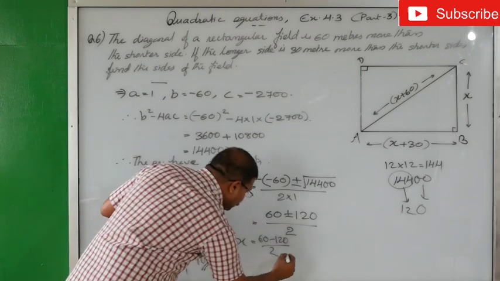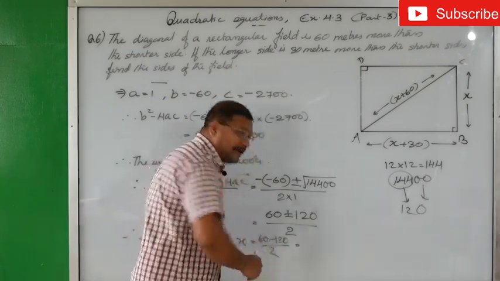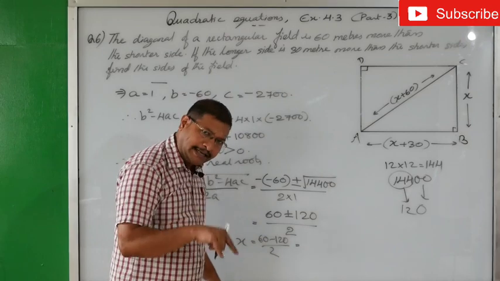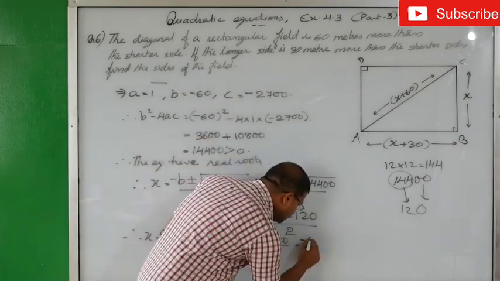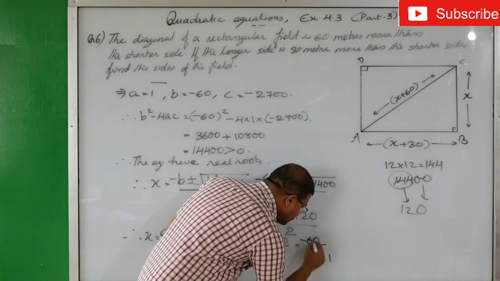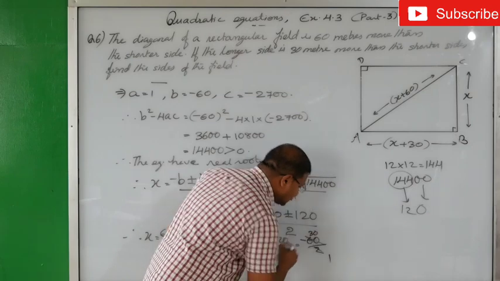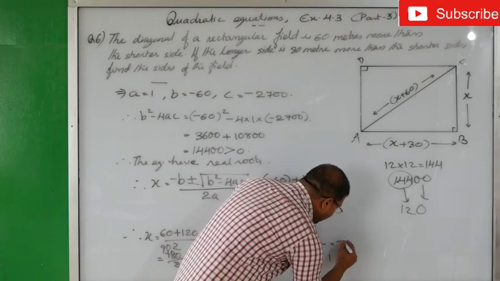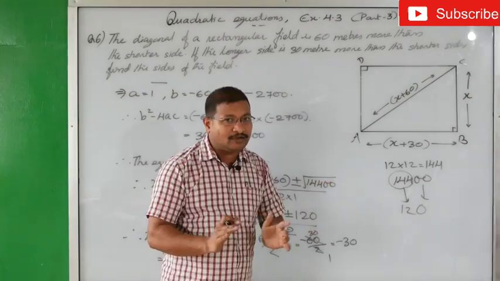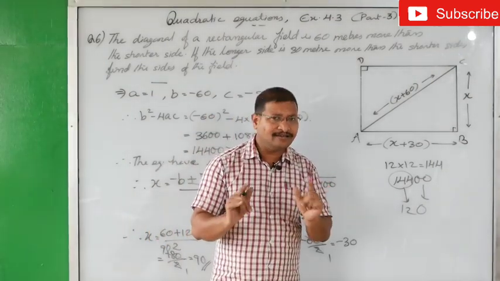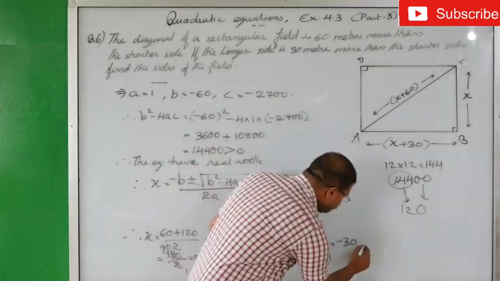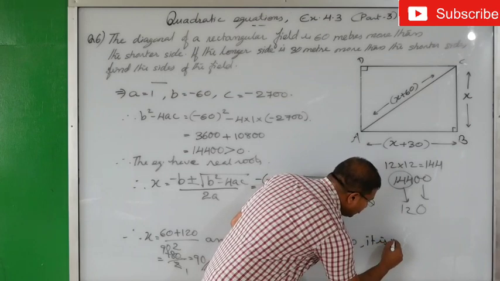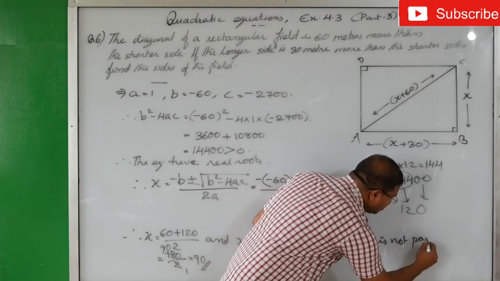Isn't it? Next one, what will you do? 60 minus 120, plus and minus, what will you do? Minus. So 120 minus 60 will get minus 60. So minus 60 by 2. 2 ones are 2, 2 threes are 6. That means 30. So that is minus 30. But we know that the sides can never be negative, isn't it? That means what will you say? It is not possible.